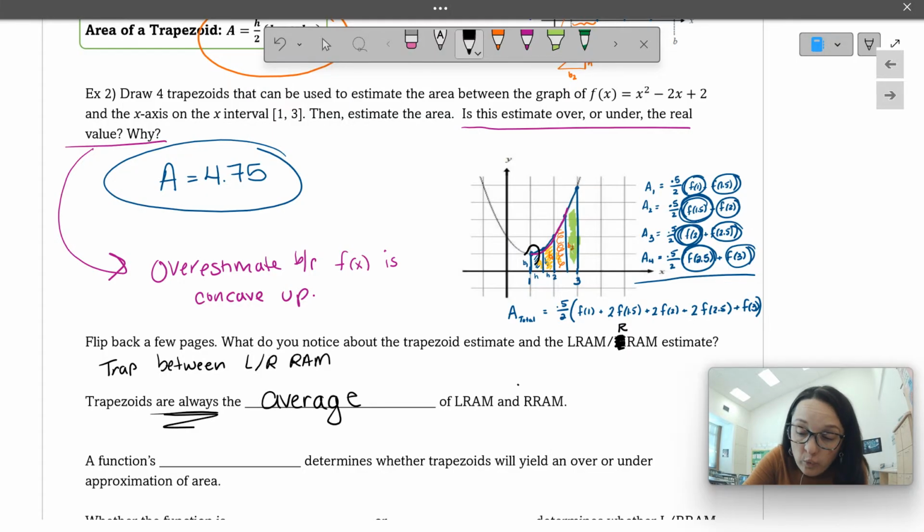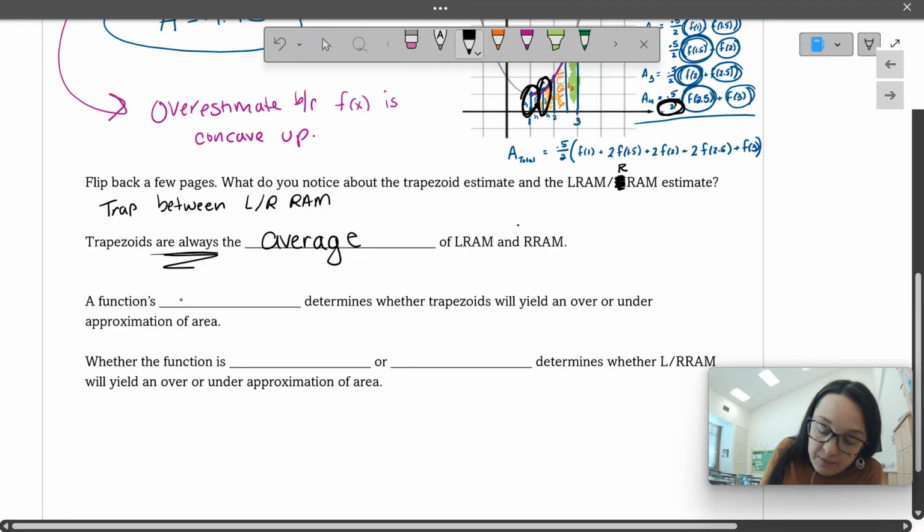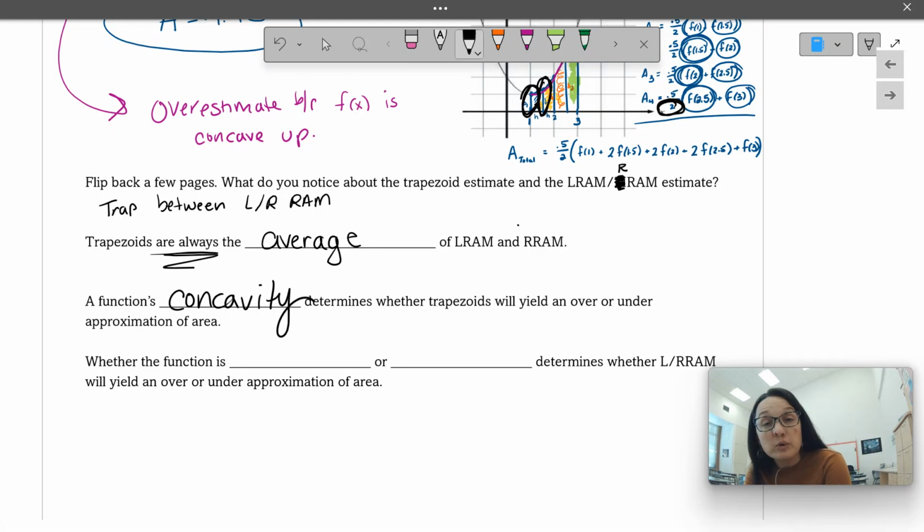Because guess what? We use the left side height, and we use the right side height, and we divided everybody by 2. So trapezoids are always the average of LRAM and RRAM, which makes them, by definition, usually better than LRAM or RRAM. Okay? So trapezoid's always an average of LRAM and RRAM, and a function's concavity determines whether trapezoids will yield an over or an under estimate.